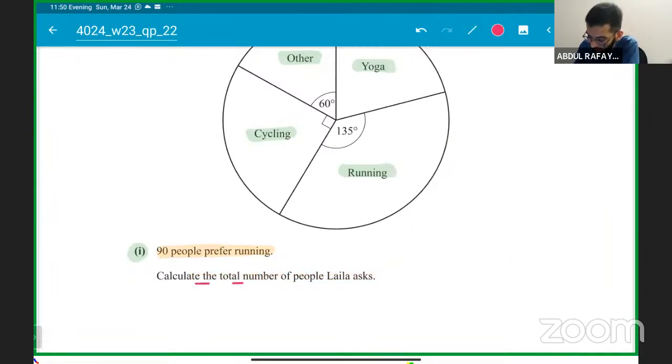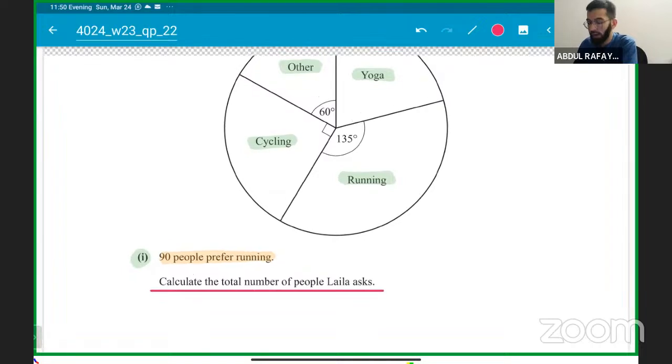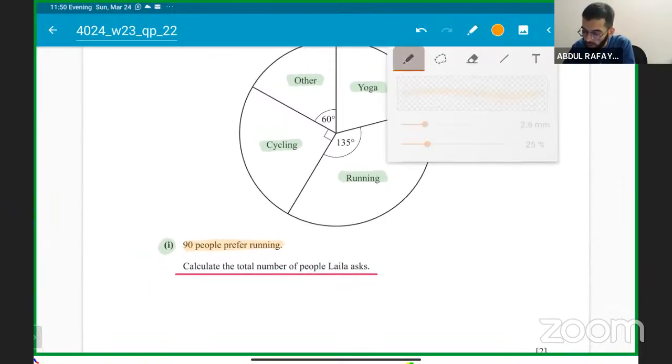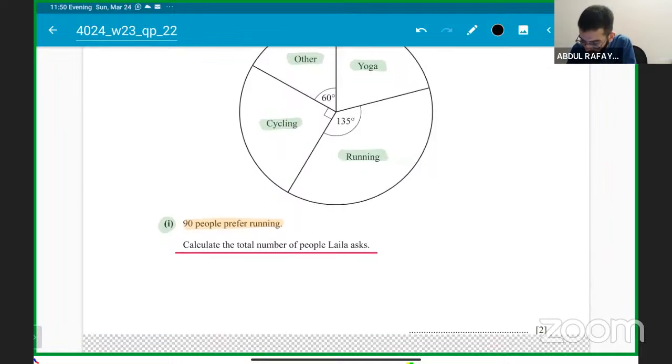We have to calculate the total number of people Leila asked. So, sir, it's very common and simple. We can directly see here.